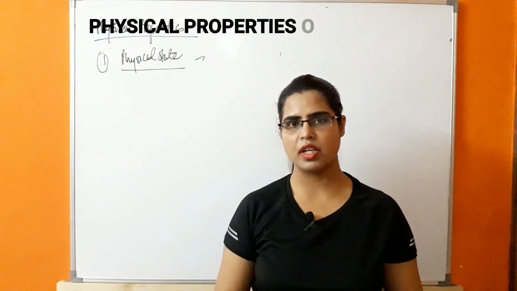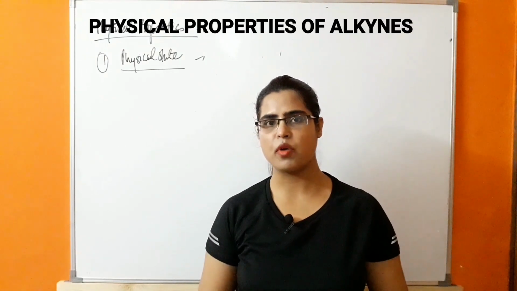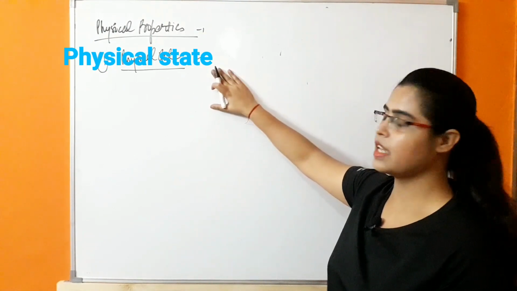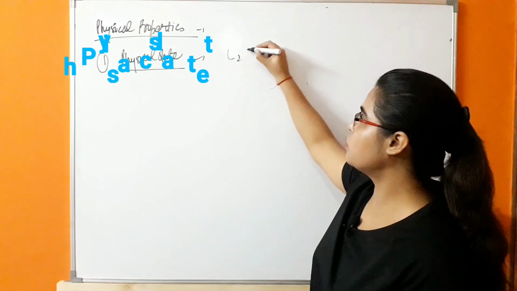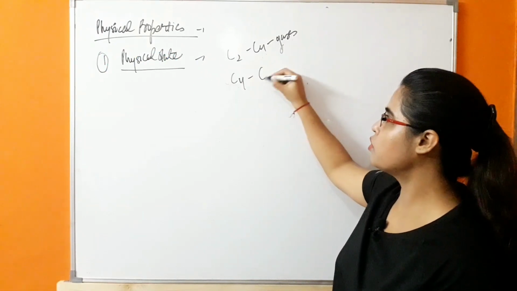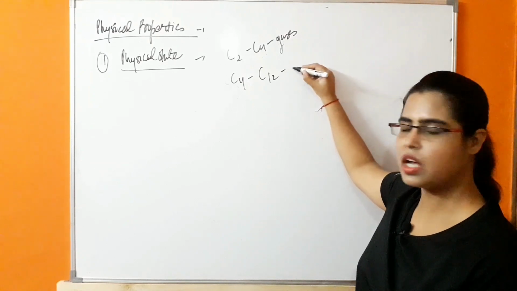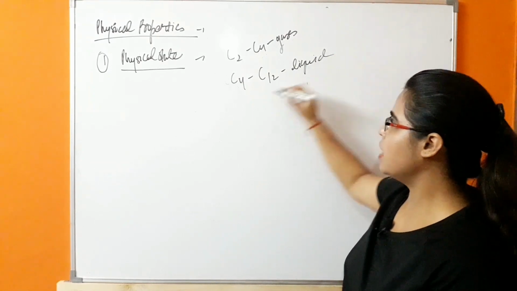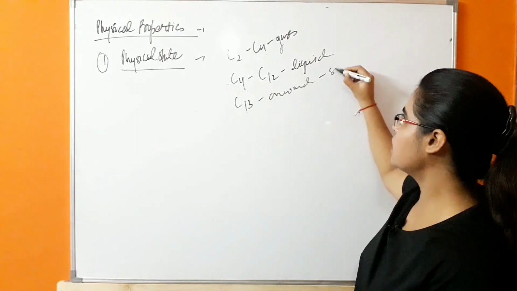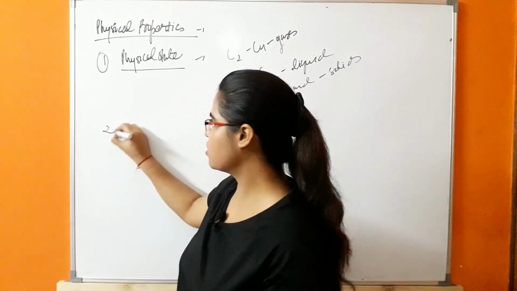Next is the physical properties of alkynes. The first physical property is the physical state. In the case of alkynes, members from C2 to C4 are gases, from C4 to C12 are liquids, and from C13 onwards are solids. The next property is melting point.